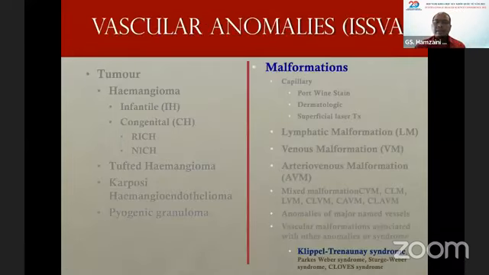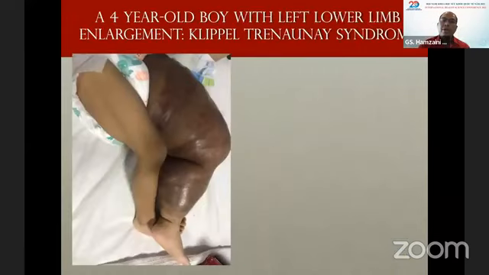So last is Klippel-Trenaunay syndrome. This is a 4-year-old boy who presented with huge left lower limb enlargement. The patient had embolization in another hospital, and the limb became engorged and huge. He is not able to walk, just lies down, and his activity is very limited. So he came to our hospital.